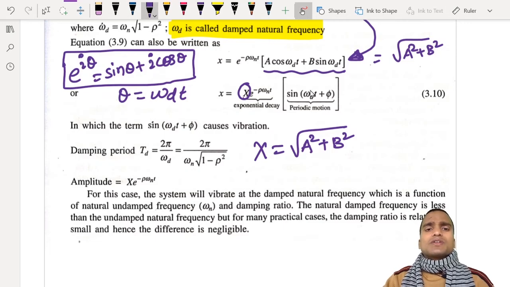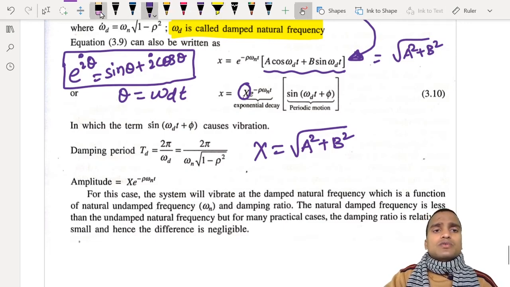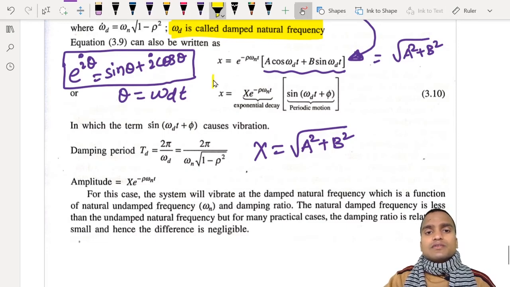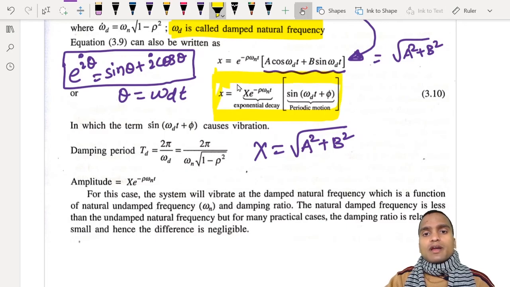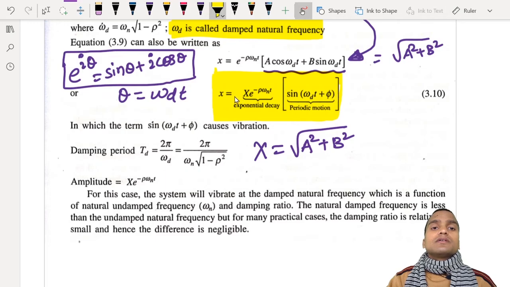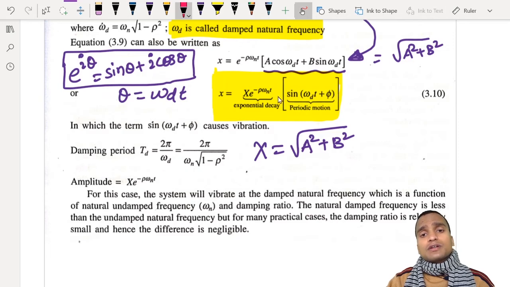It's very easy. So this is how the final equation looks: small x is equal to capital X into e to the power minus rho omega n t into sin omega d t plus phi. This is our final equation in case of an underdamped system. You can see there are two parts. Let's first talk of the periodic motion. We can separate the term sin omega d t plus phi. This is a periodic motion, so an underdamped system will undergo periodic motion.